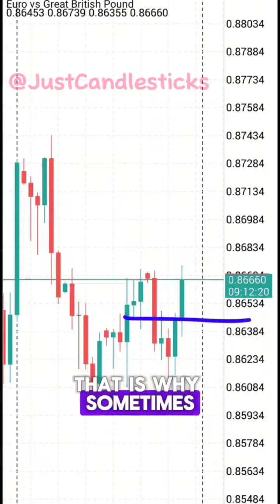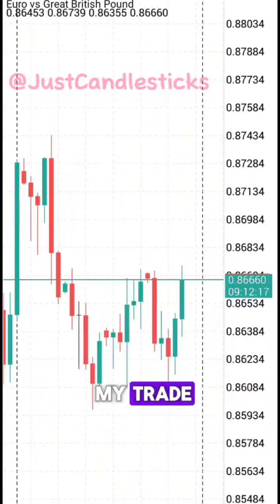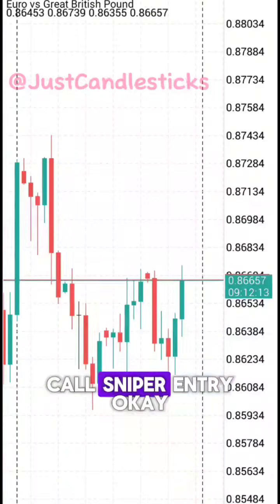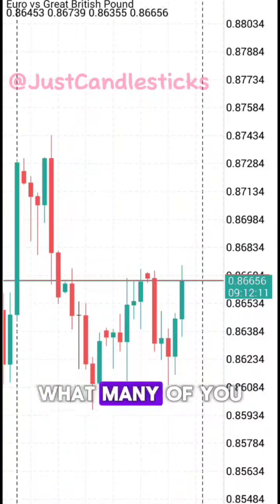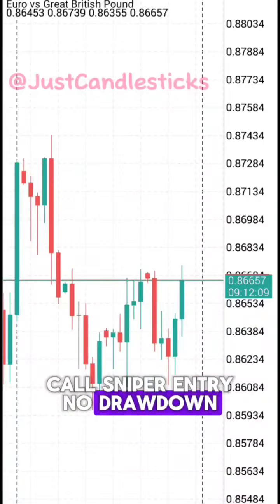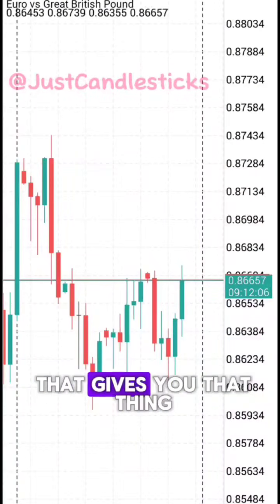That is why sometimes in a lot of my trades, there is actually no drawdown. What many of you call sniper entry. No drawdown. It is the candlestick that gives you that.